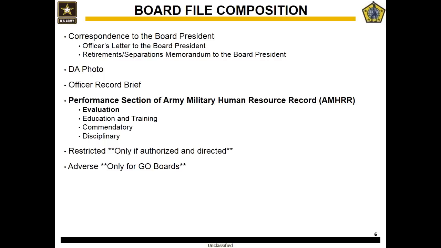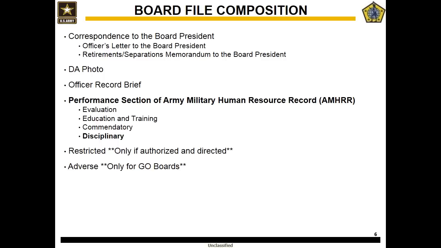The education and training and commendatory portions of the official record are listed next. If the officer has disciplinary information, for example, a general officer memorandum of reprimand, it will appear at the bottom of the official record. The disciplinary folder does not include referred OERs.